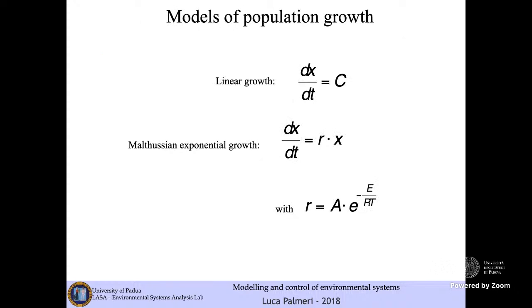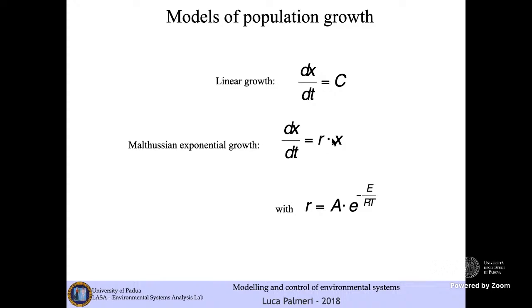We finish this lecture today by giving a review of some of the models of population growth. We started with linear growth. Linear growth means that the change in time of the weight of the animal is equal to a constant. Malthusian is the exponential growth, so we make the growth depend on the weight of the organism itself.